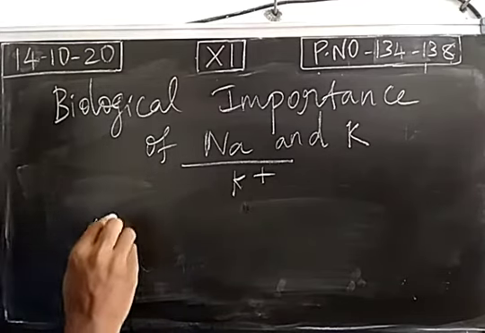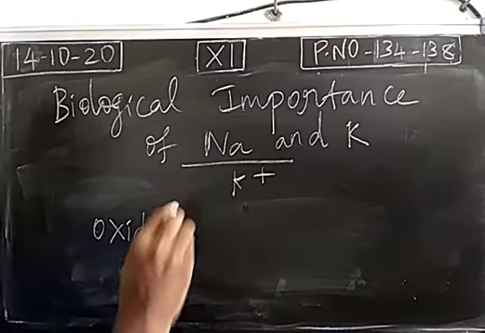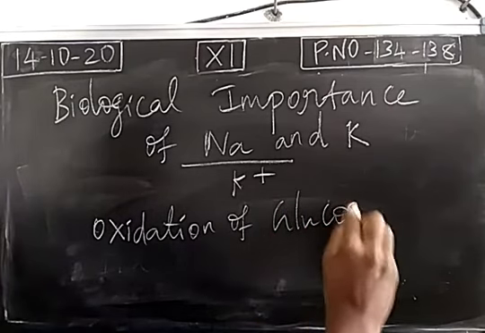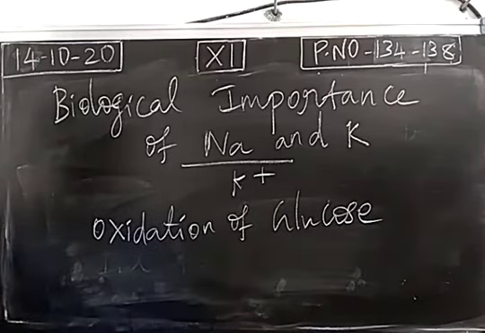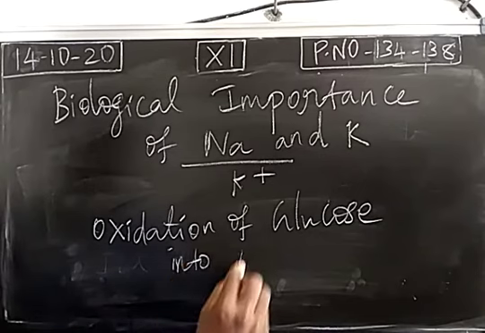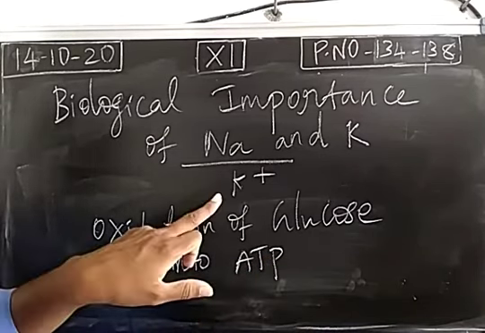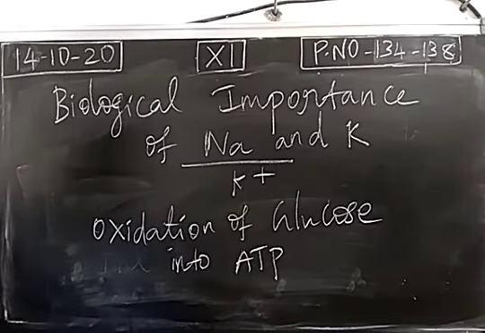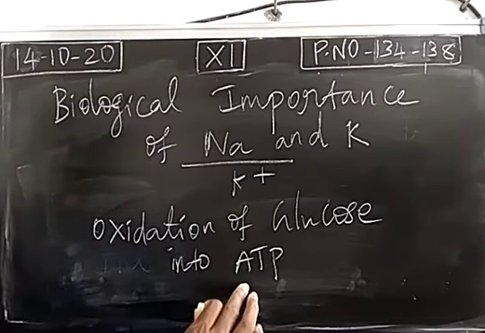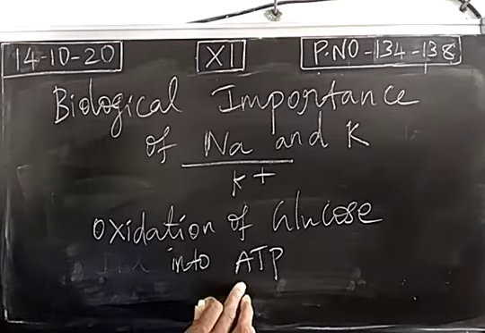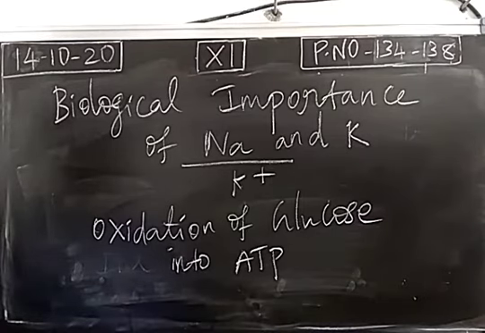Then there is a process called oxidation of glucose. So glucose will be oxidized into ATP. During this biological reaction, K plus is participating, right? Adenosine triphosphate is an energy carrying molecule which provides energy instantly. So glucose will be oxidized into ATP. During this process, potassium ion is involved.